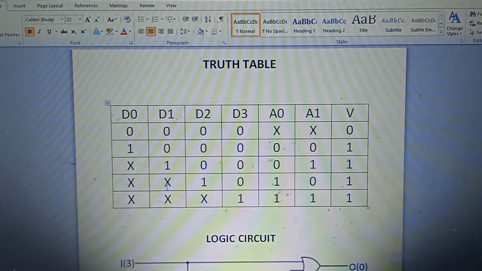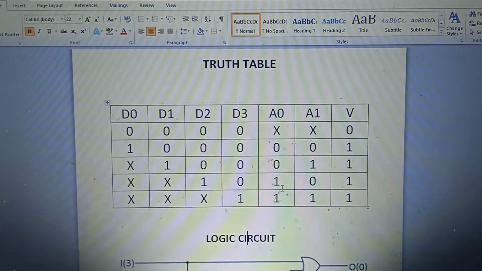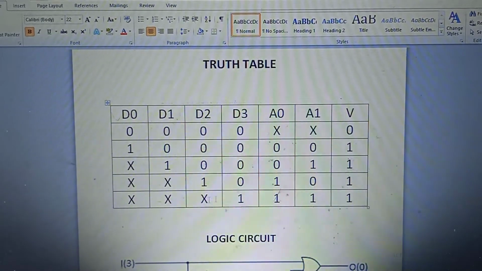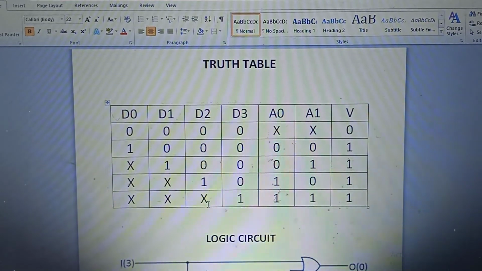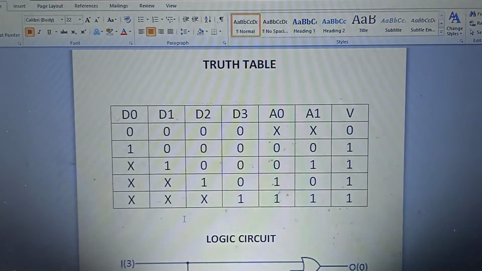Then the same as here, D0 and D1 have the lowest priority, then D2 has the higher priority, so we put X to our D0 and D1. Then our output is A0 equals 1, then A1 equals 0, then B equals 1. In this case, D3 is our highest priority bit, so D0, D1, D2 are our least priority bits, so we put X here because D3 is our highest priority bit, then A0, A1, and B are 1.